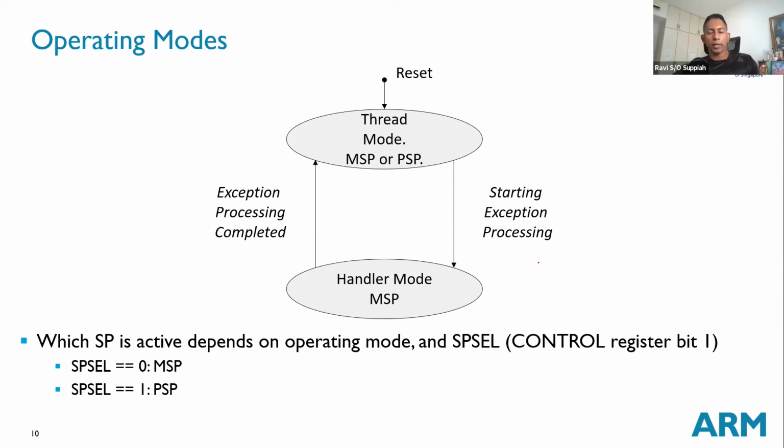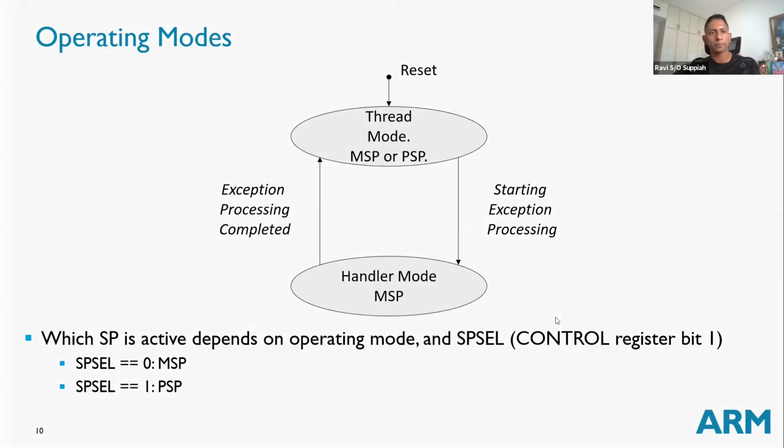In terms of operating mode, whenever we come out of reset, we are in what we call the thread mode of operation. This is the default mode of the processor, and we use the main stack pointer. If we are going to handler mode, the handler mode is basically the interrupt mode. So whenever there is an interrupt request being serviced, then we will go to this handler mode. And when it's finished, we'll go back to the thread mode.